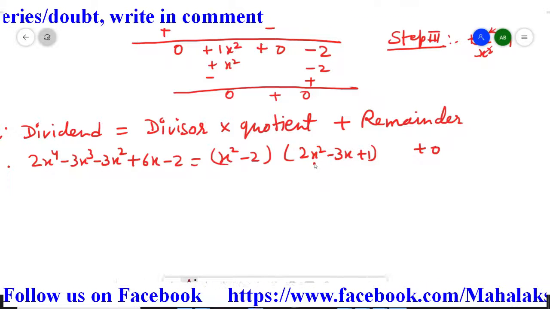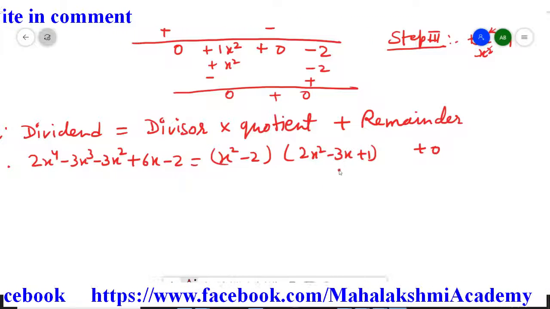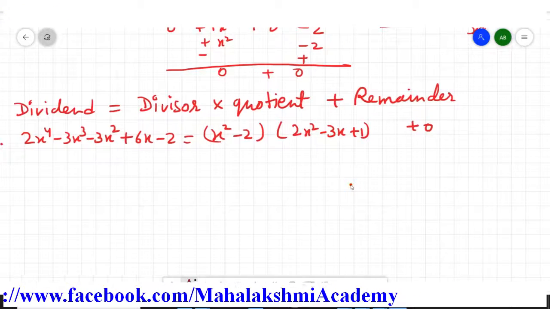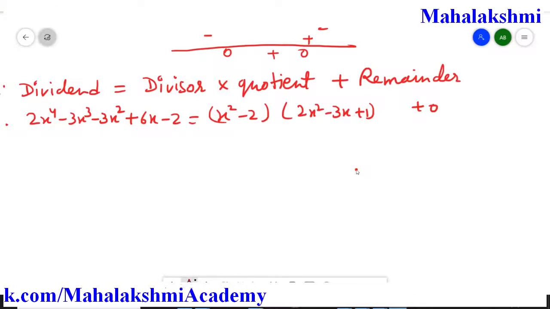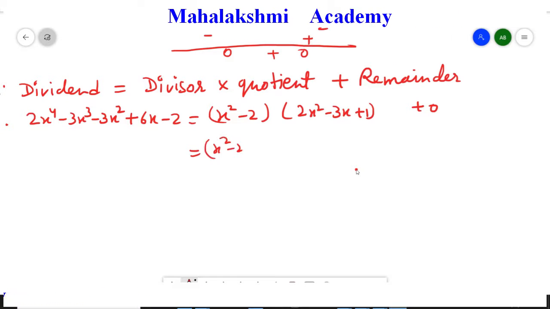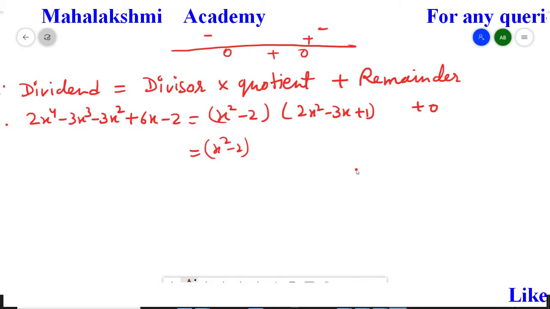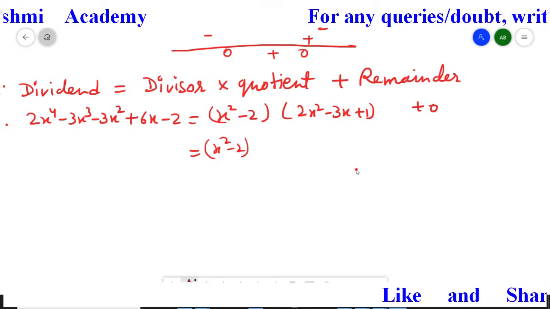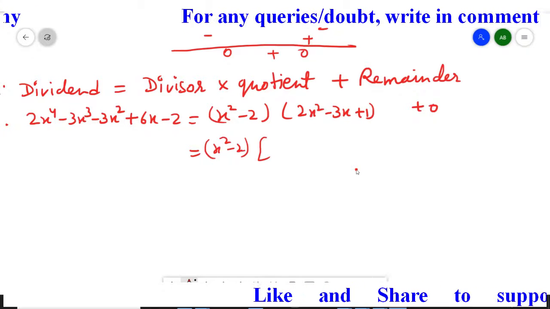So we will factorize it because it's a quadratic equation. So we have to do factorization. For it, I am going to split the middle term. So this x square minus 2, just write down it as it is, because from here whatever zeros we have to get, that is already given in the question. So just factorize only this one.